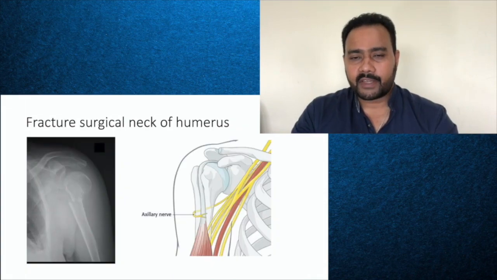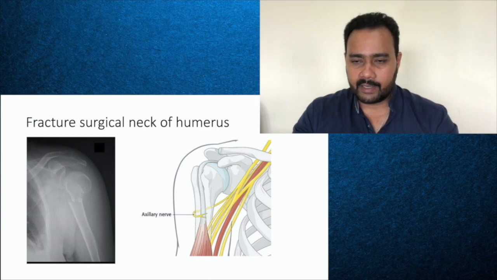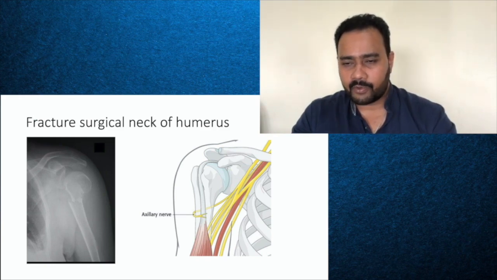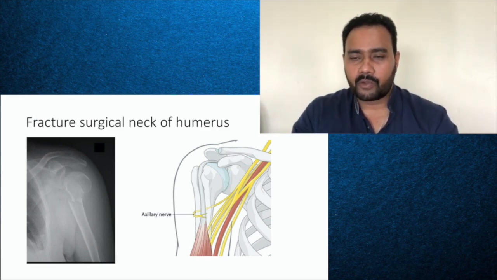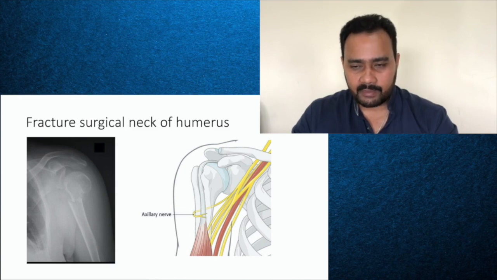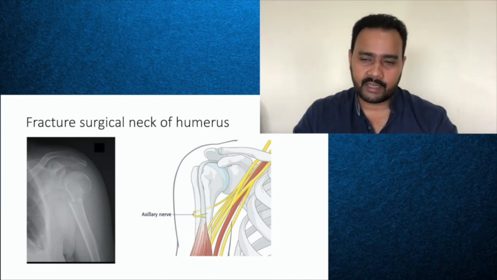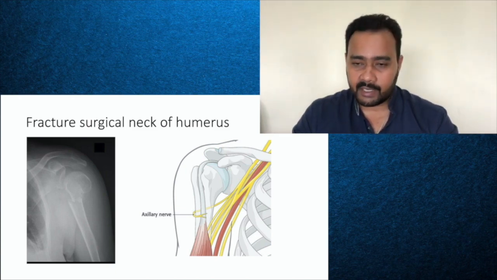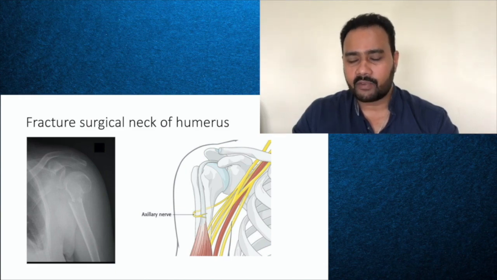Second one is the fracture of the surgical neck of the humerus. Everybody knows the neck of the humerus. There are two types of neck of the humerus: you have an anatomical neck and you have a surgical neck. Why do we call it an anatomical neck? Because that is the true neck. But most of the fractures occur lower down, so that is what we call the surgical neck, right?